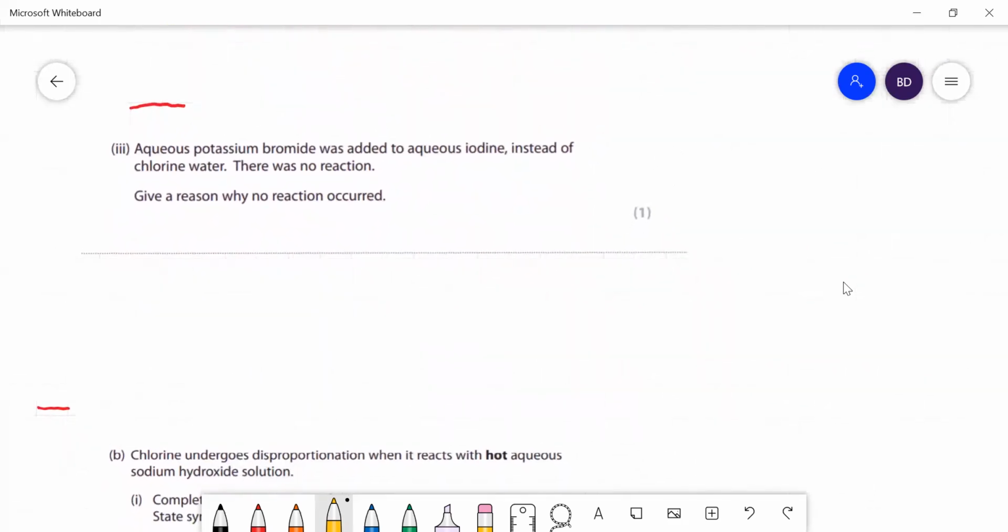Okay, aqueous potassium bromide was added to iodine instead of chlorine water. There's no reaction. Okay, so what we've got there is I2 and Br- ions. No reaction there because what doesn't happen is you do not get iodine taking the electron off the bromide. Sorry, that doesn't happen. And there's one mark.